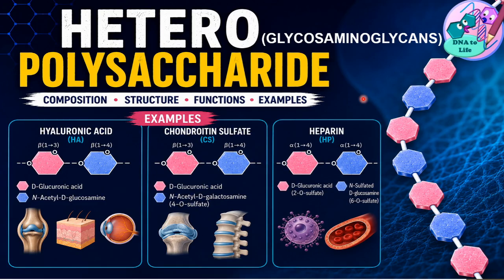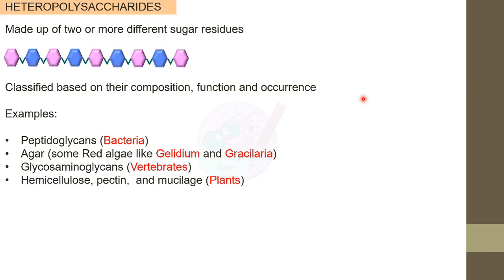Hello everyone, this is the sixth lecture on carbohydrates, and today we will talk about the heteropolysaccharides. Heteropolysaccharides are made up of two or more different sugar residues.